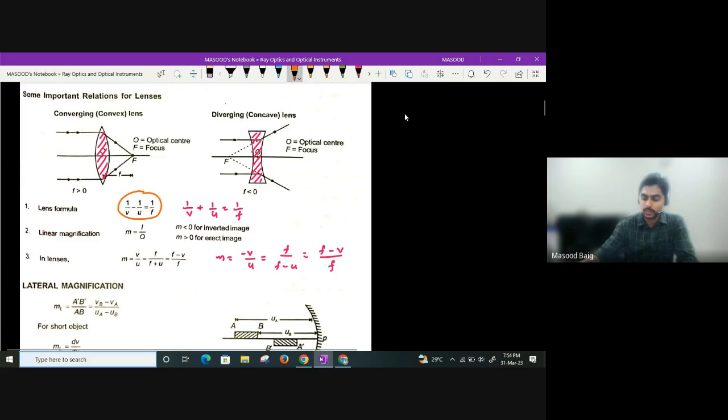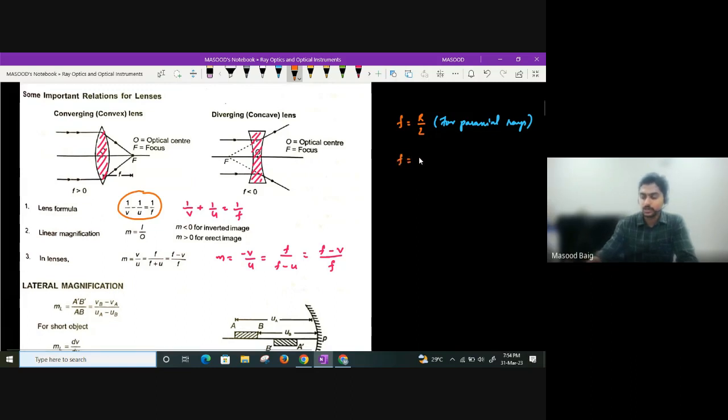Now, please also tell me what is the focal length in case of a mirror, guys? Focal length of mirror, can you please tell? Radius of curvature by 2, r by 2, right? For which type of rays is it applicable? It is applicable for paraxial rays only. What are paraxial rays? Those rays which are very close to the principal axis and parallel to the principal axis.